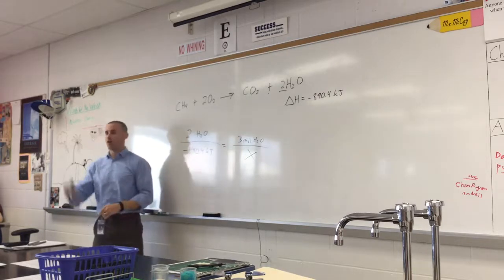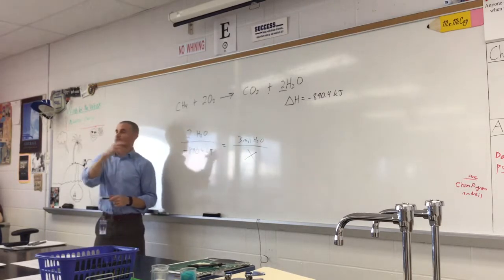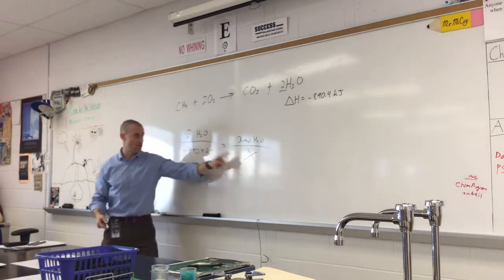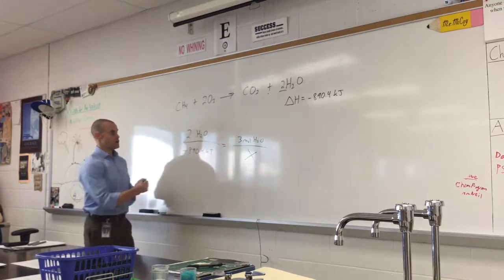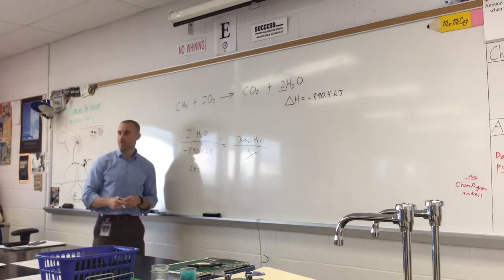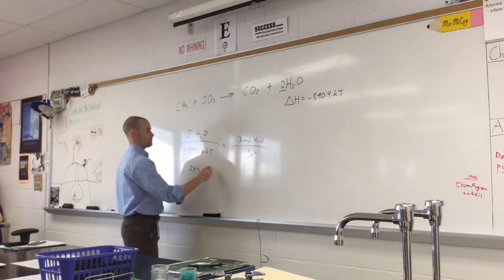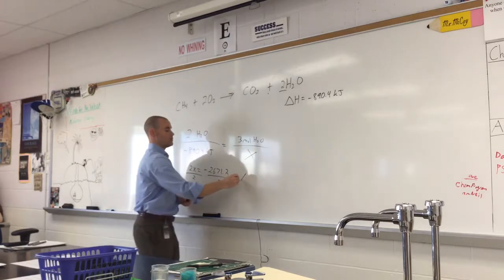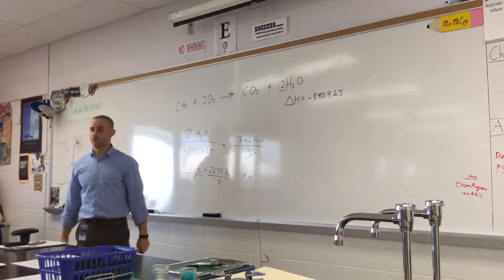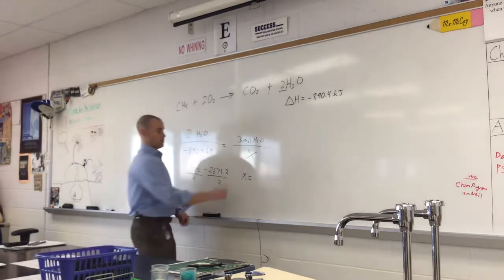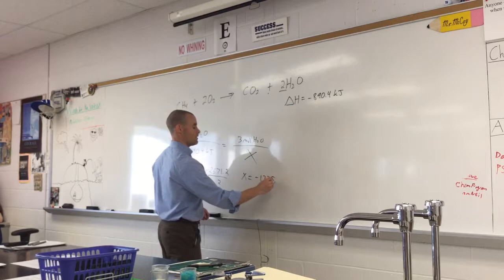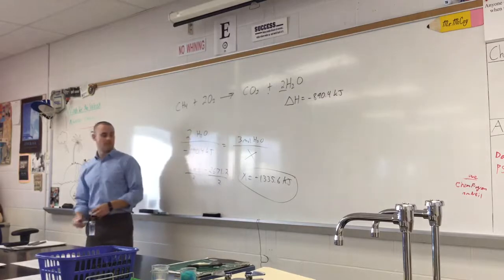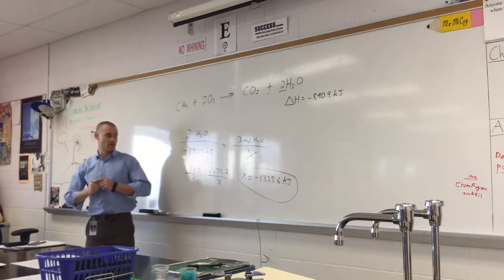Would you expect that number to go up or down? Forget the minus sign, I'm talking about the actual number. Yeah, bigger. Because 3 is bigger than 2, this number should be bigger than 890. Cross multiply. So I get 2x equals negative 2,671.2. Divide by 2, divide by 2, x equals negative 1,335.6 kilojoules. That's the answer. Negative 1,335.6 kilojoules.